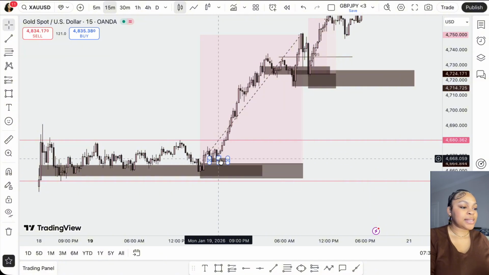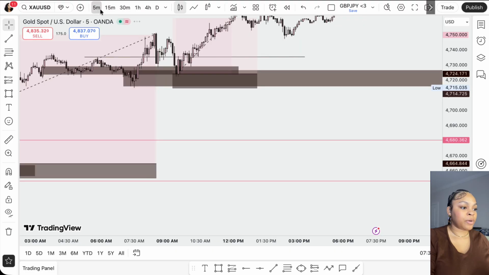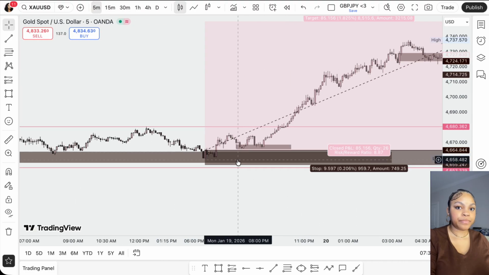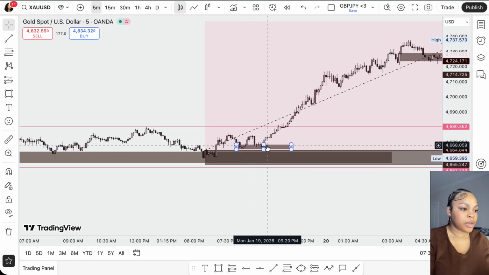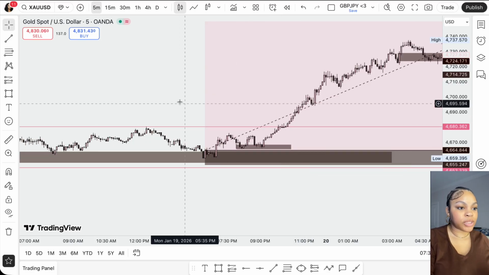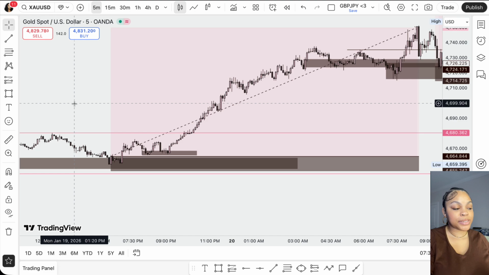I set this new area of demand that I marked up on the 5-minute time frame here. So I was like, if price comes back down under this zone, then I know that it's not ready to push up. It never did. So I was confident enough to let this trade run while I slept.